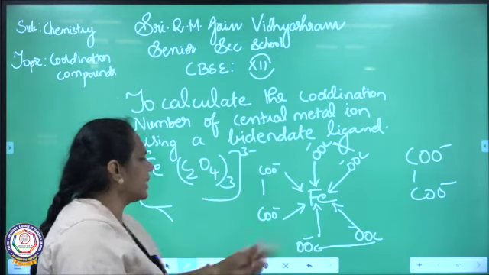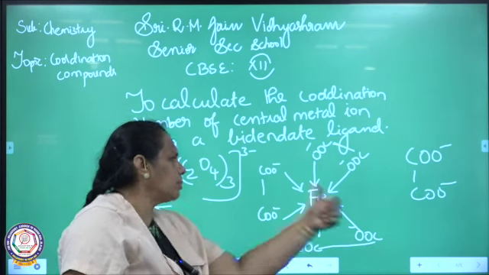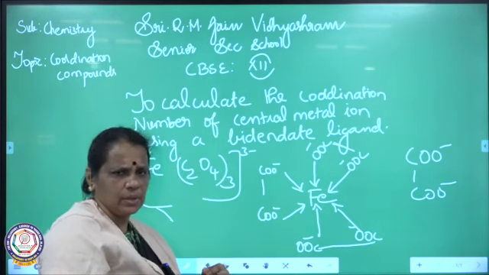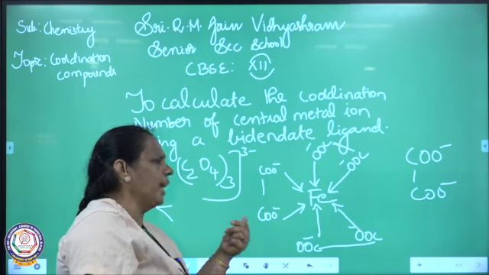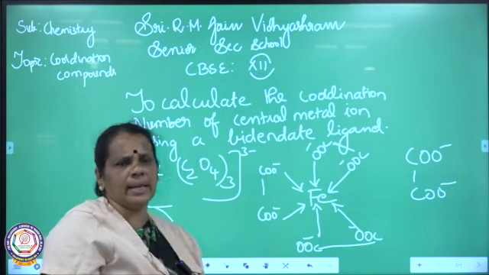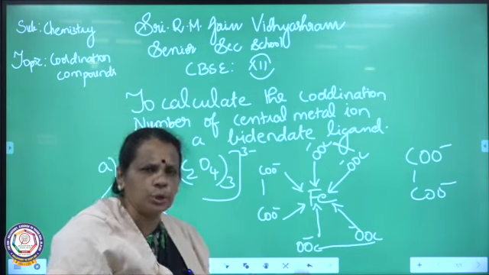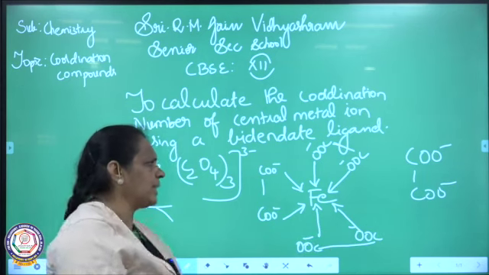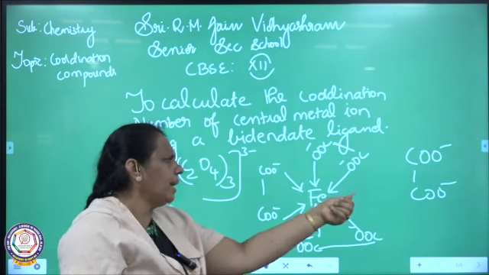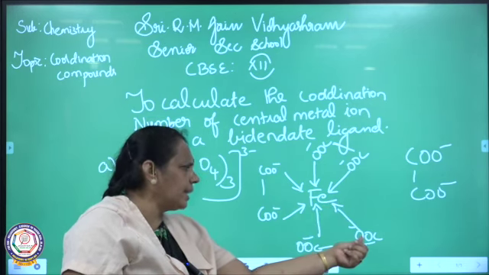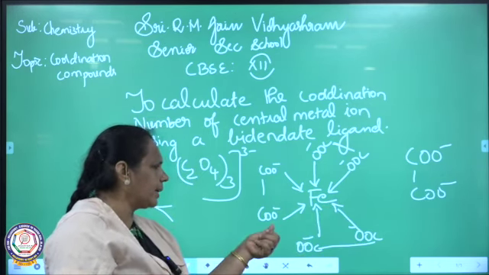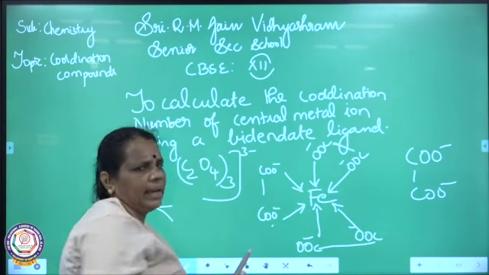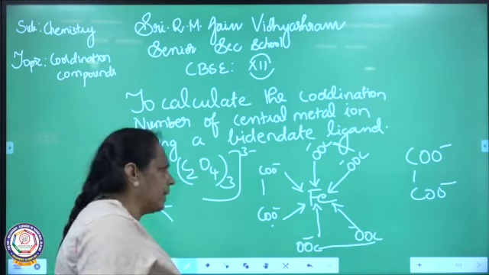So here you see the central metal ion, on all sides it is bonded by oxalate ions. Each oxalate ion has 2 oxygen atoms, so each oxalate ion donates 2 electron pairs. Totally there are 3 oxalate ions. So 3 into 2, totally 6 electron pairs are donated by the oxalate ions to the central metal ion. Here one electron pair, here another electron pair, one more electron pair is here, and so on. When you count the electron pairs, there are totally 6 electron pairs bonded to the central metal ion.